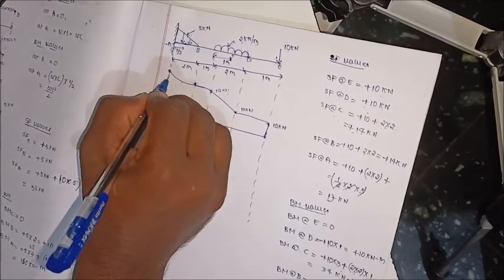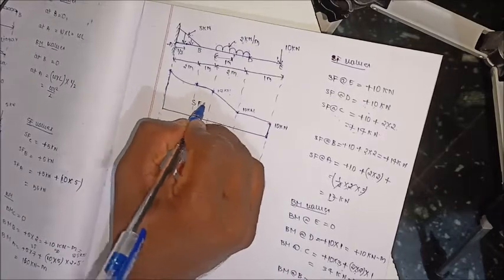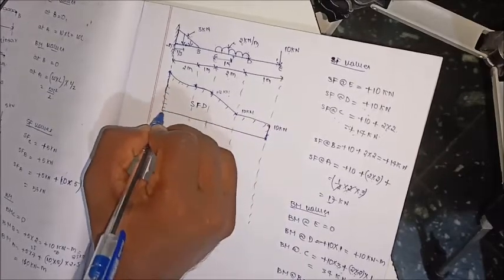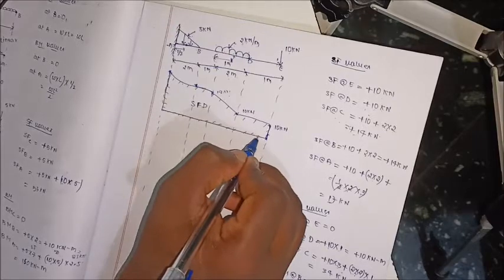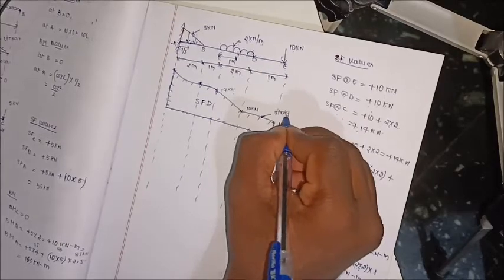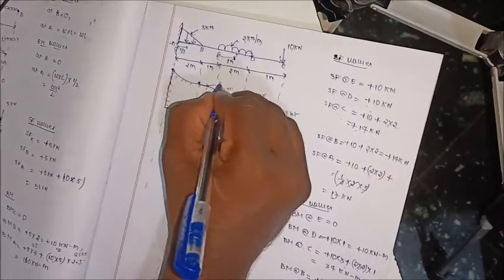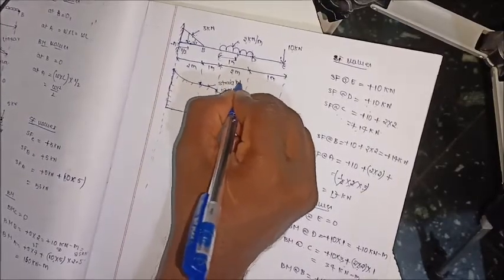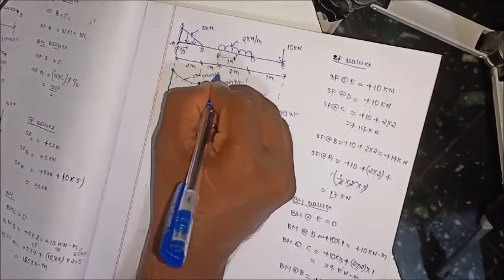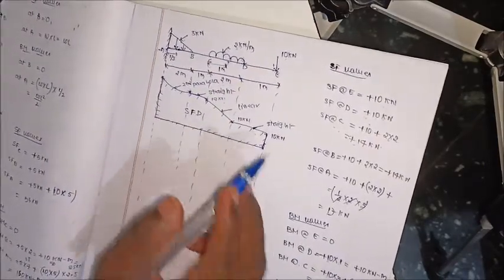This is the shear force diagram, SFD. Here the variation is a straight line variation, here linear variation, here straight line variation, and here a 2-degree parabola. These are the variations of shear force for various types of load.